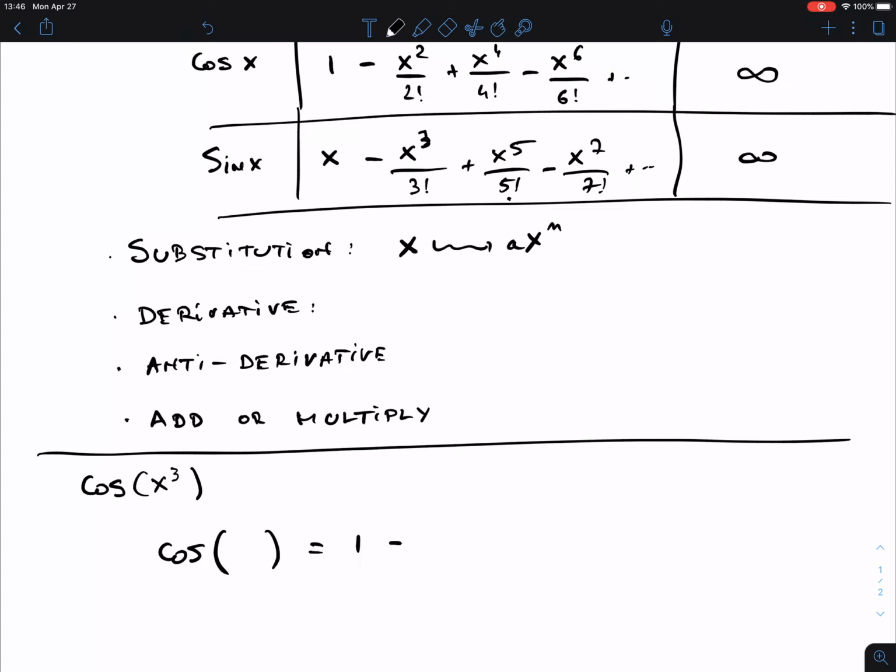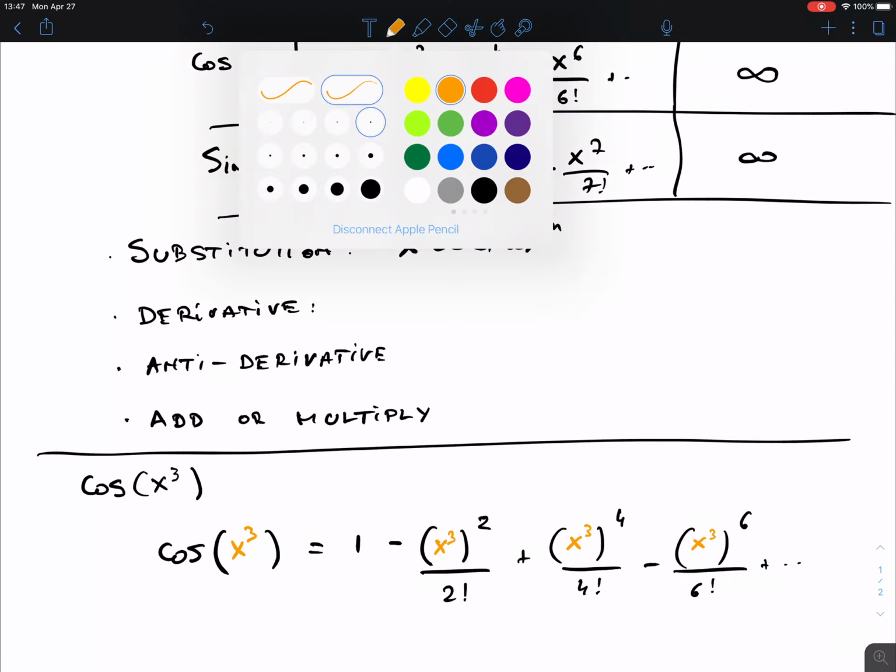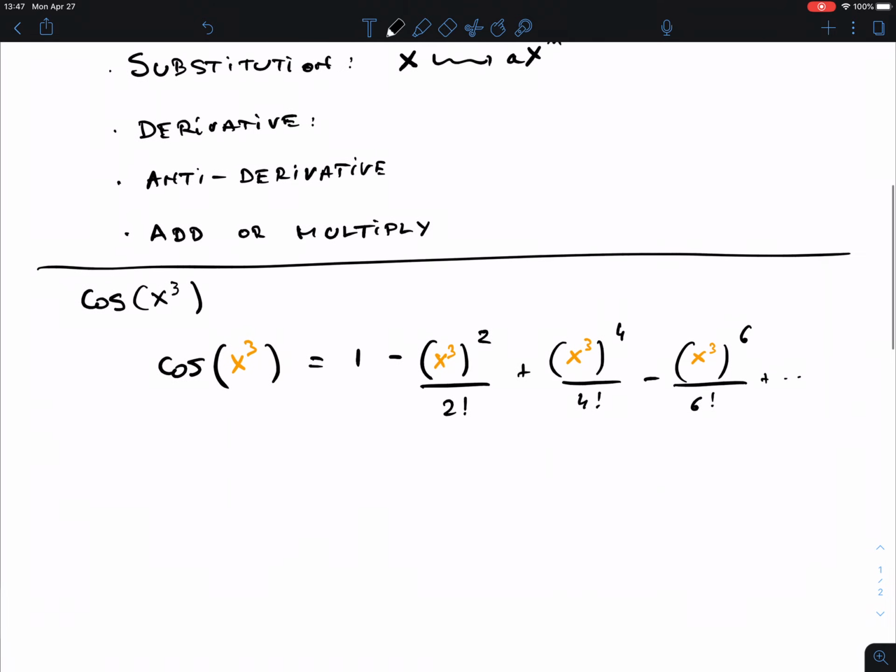So we get this, right? Parentheses to the power 4 over 4 factorial minus parentheses to the power 6 over 6 factorial, dot, dot, dot. And now in there we plug in x cubed. I'm doing this so that you see exactly where these powers come from, because you have to take into account that if you take a power of a power, you multiply the exponents. So you get 1 minus x to the 6 over 2 factorial plus x to the 12 over 4 factorial minus x to the 18 over 6 factorial, dot, dot, dot. Of course, the bottom is just a constant, nothing changes. And that's a new series.